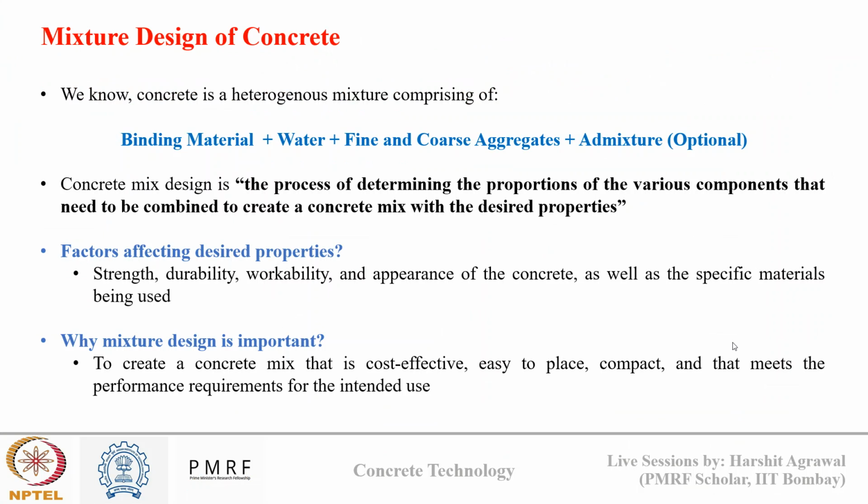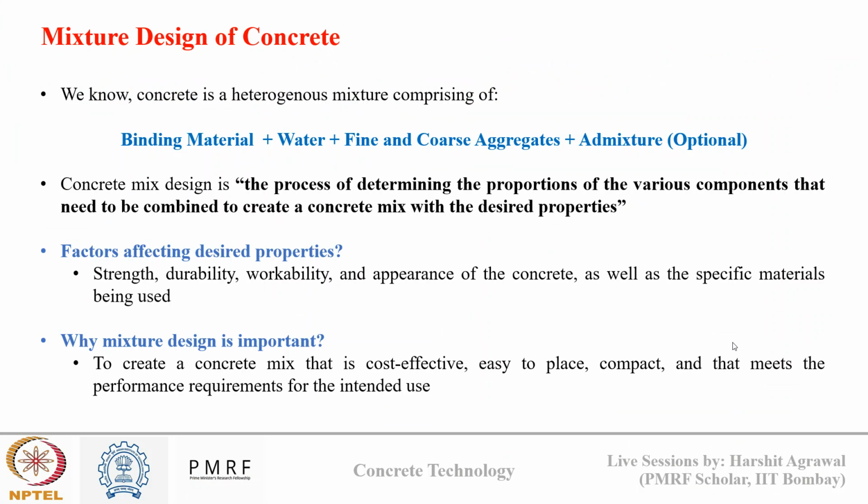Now in week 5 we started with the mixture design of concrete. So we know concrete is a heterogeneous mixture comprising of binding material, water, fine and coarse aggregate, and admixtures, which are optional entity. Till date, we have talked about each of these components separately, but now it is the time to see them as a mixture in concrete.